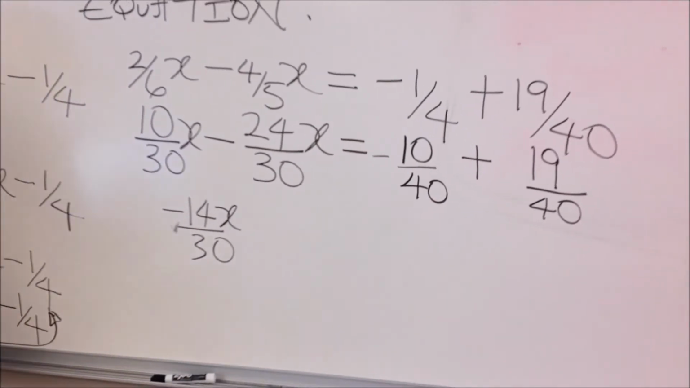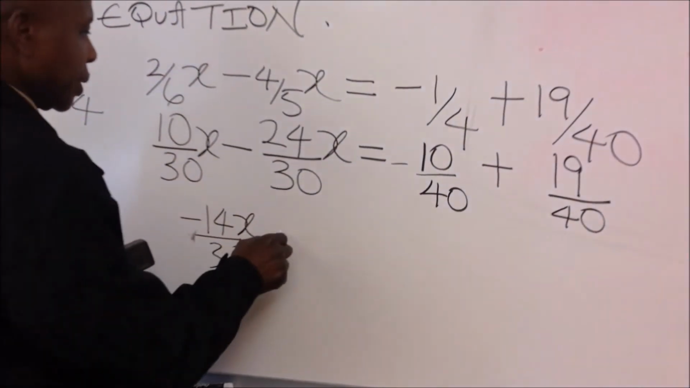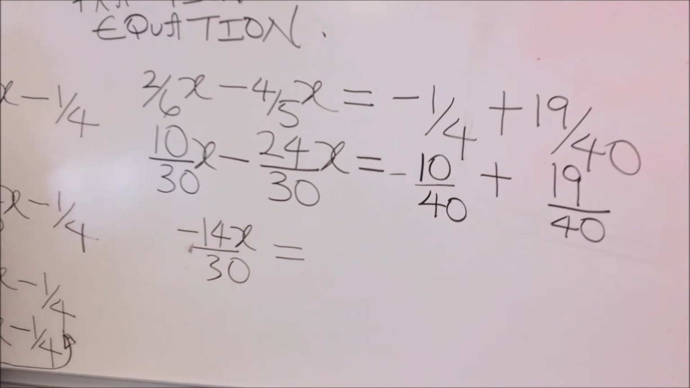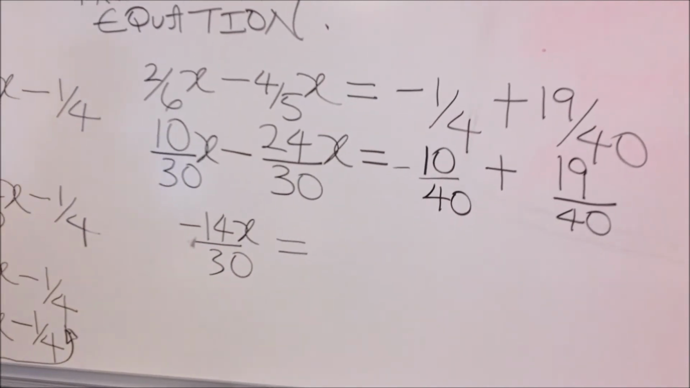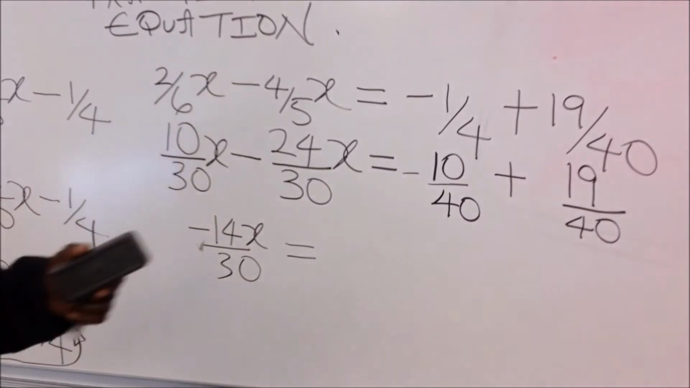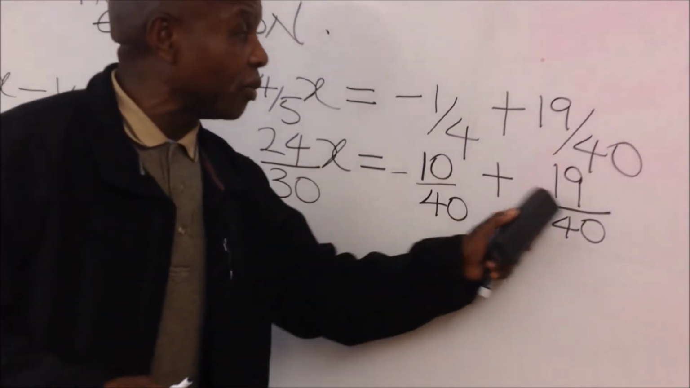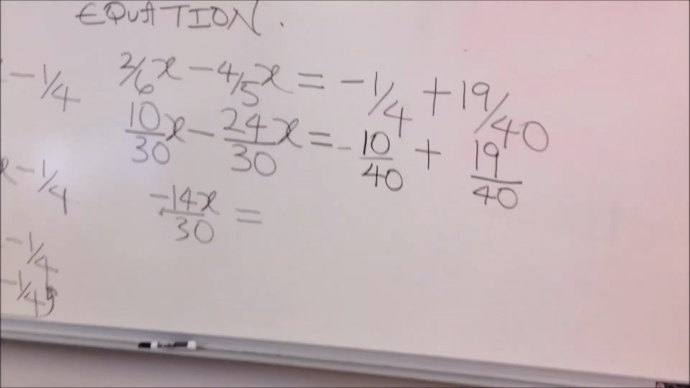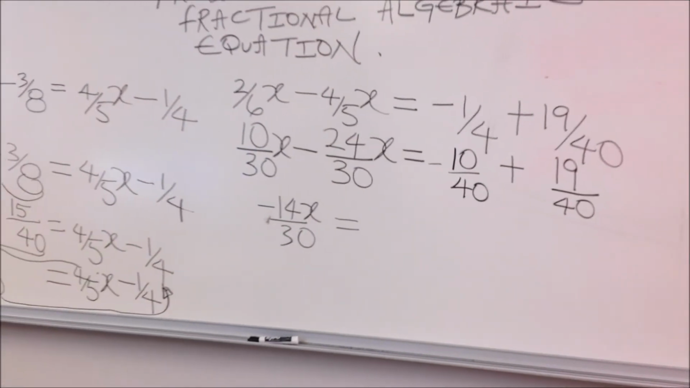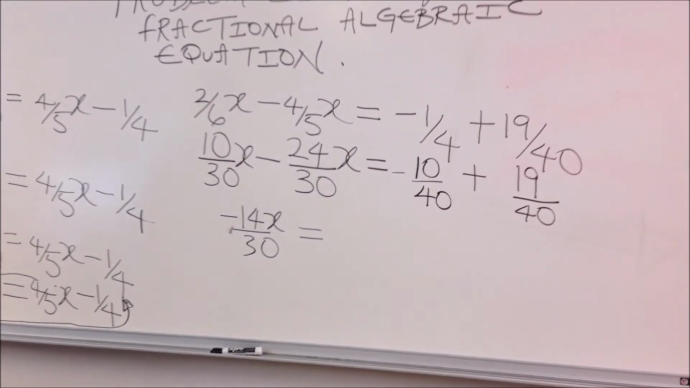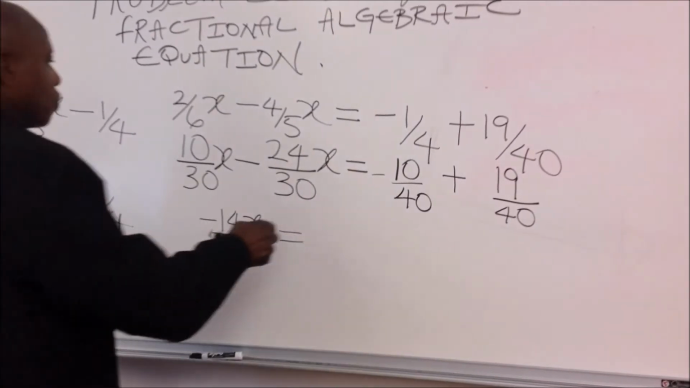So that equals to what? 9 over 40. Wow, that is good. In other words, if you have negative 10 over 40 plus 19 over 40, it must be 9 over 40. Make sure you're copying this down. So it must be 9 over 40.